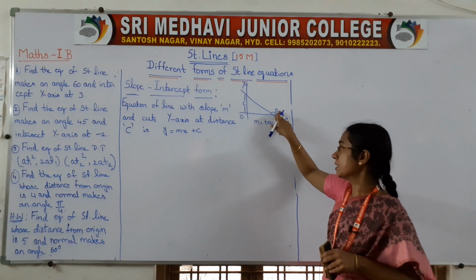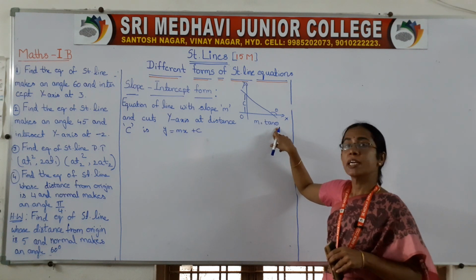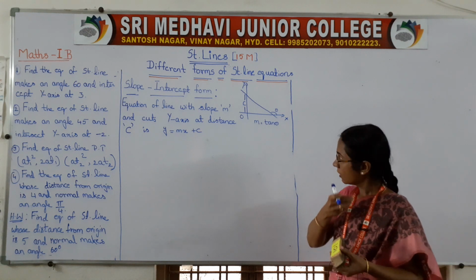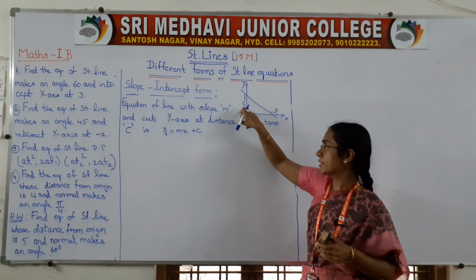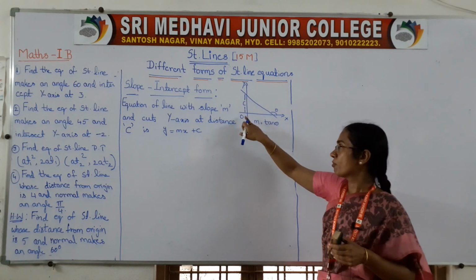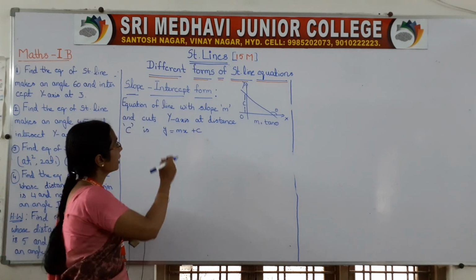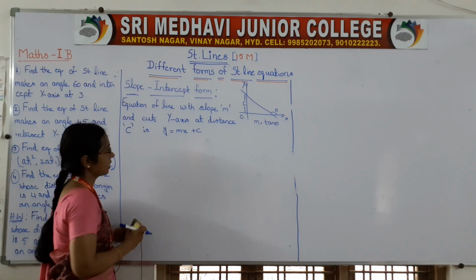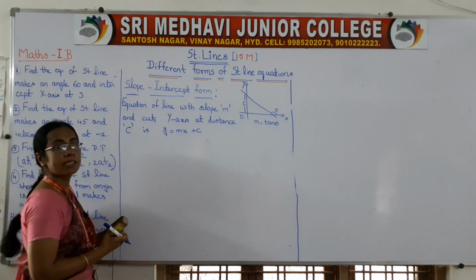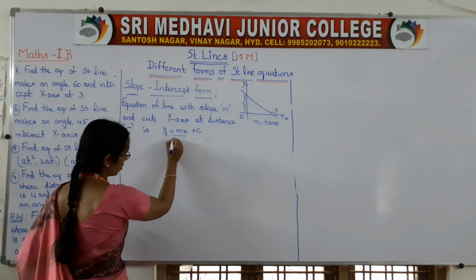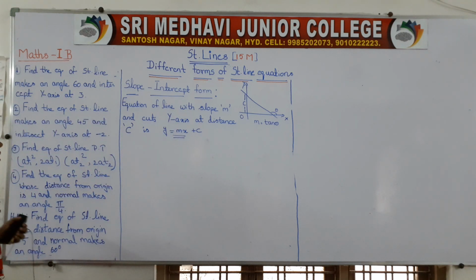If it makes angle theta, we can find the slope by taking the formula m is equal to tan theta. And the line intersects the y-axis at a distance c from the origin. Then the equation of the straight line is y is equal to mx plus c. This form we have to take. Now we will solve the problems based on this.